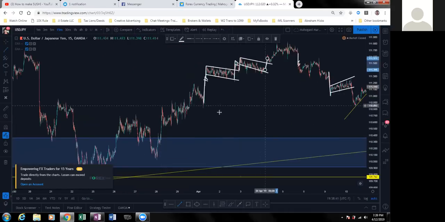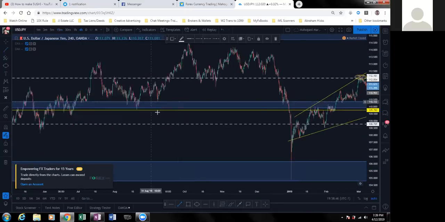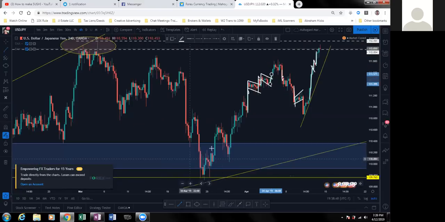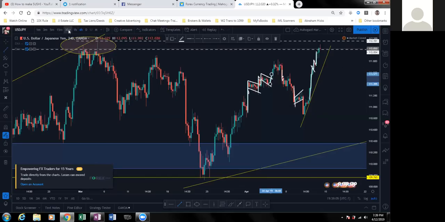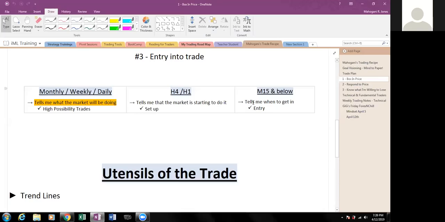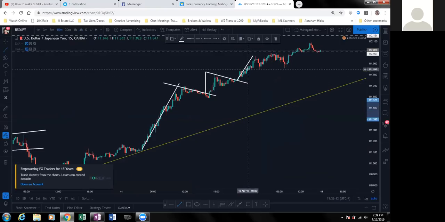And I'm just on my 15-minute, and look what I'm able to see. Now I'm on my 15-minute. I'm going to go to my 4-hour. You see how you have to go to your lower time frame, your 15 and below, to be able to see all this action in here. Because on the 4-hour, remember, it tells me what the market will be doing. On the 15-minute, it tells me when to get in. I'm looking at my entries.